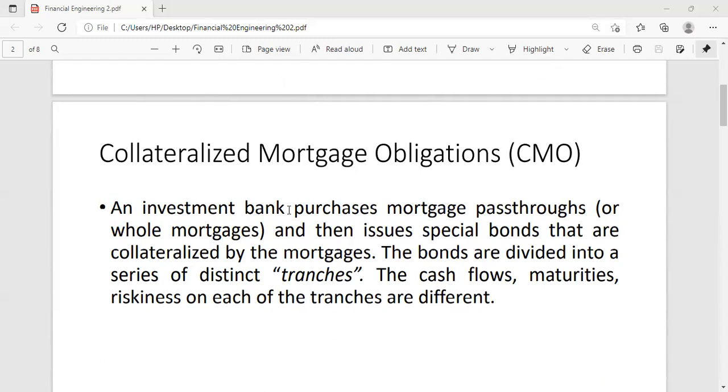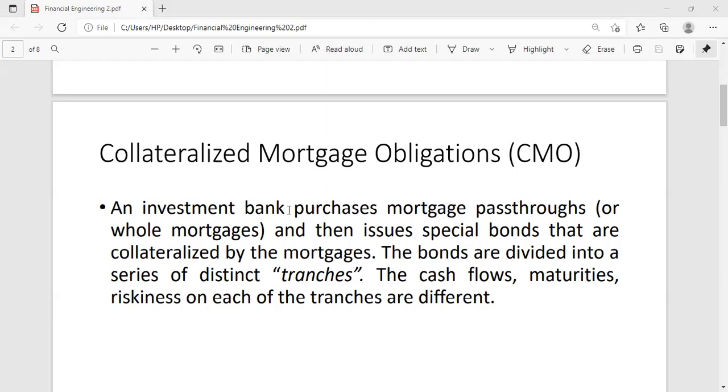First of all, look at the paragraph here. It defines the concept and the reasons why investment banks or other financial institutions use CMO as an upgraded version of MBS. An investment bank purchases mortgage pass-throughs or whole mortgages and then issues special bonds that are collateralized by the mortgages. The bonds are divided into a series of distinct tranches. The cash flows, maturity, and riskiness of each of the tranches are different.